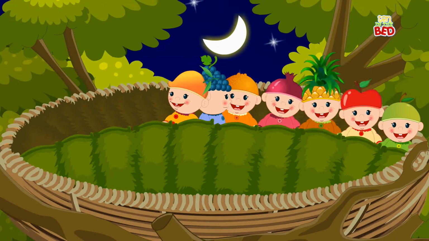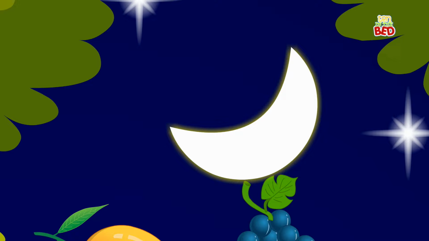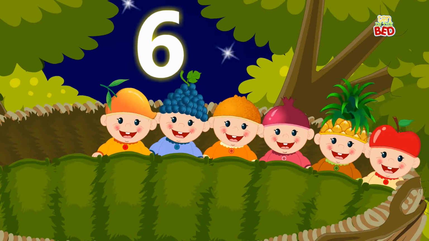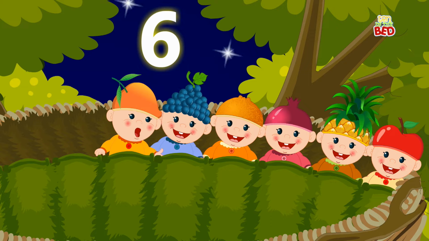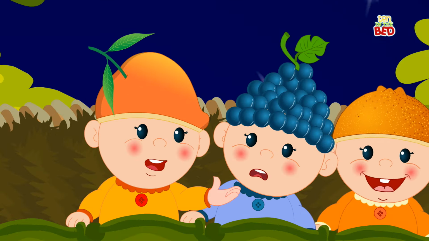So they all rolled over and one fell out. Six! Six! There were six in the bed and the little one said, roll over, roll over.